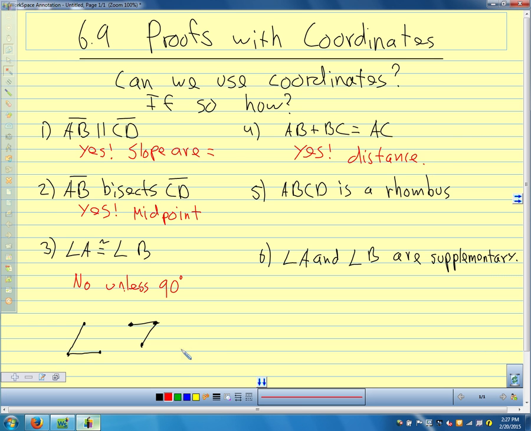All right, number 5, we're trying to see if this shape, ABCD, is a rhombus. Can we figure out if the shape is a rhombus, Mackenzie?